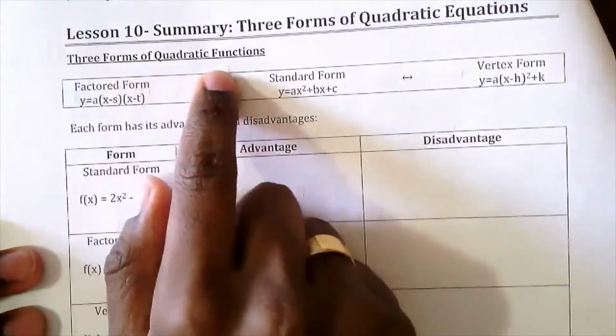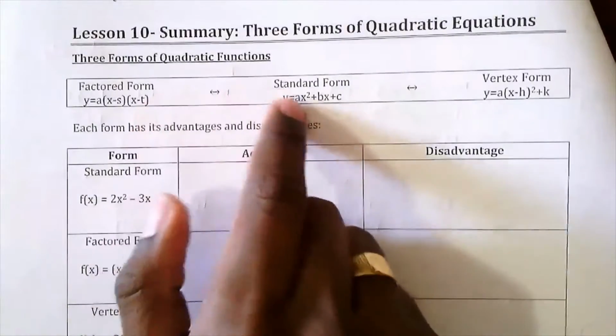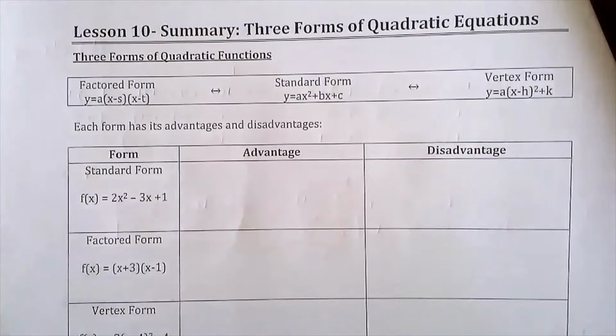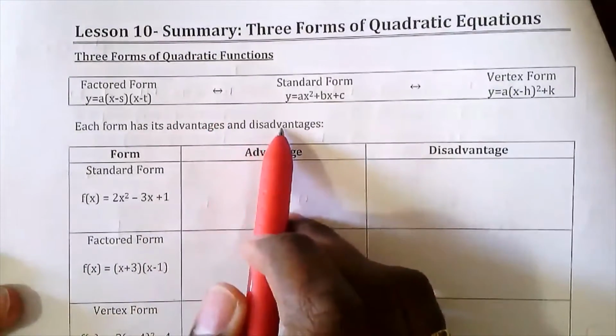So starting with this, the 3 forms of the quadratic equation. We learned factored form, standard form, as well as vertex form. We looked at the advantages and disadvantages of each. We learned how to convert from one form to another. Essentially, what we're going to go through in today's summary is just what each form tells us and how we can get specific information from each form. So each form has its advantages and disadvantages.